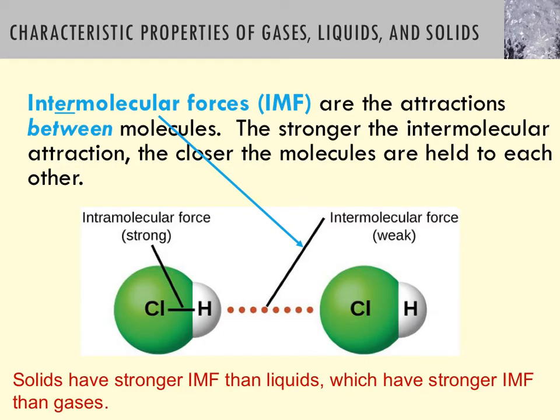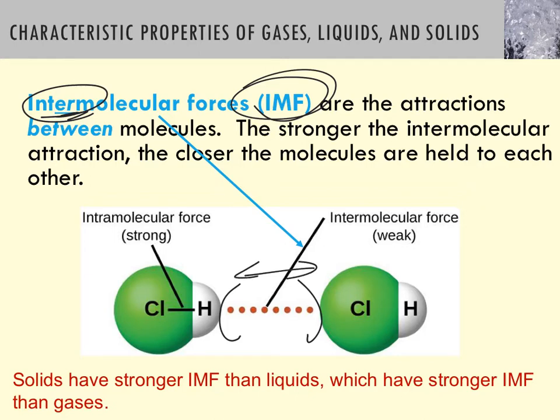The first thing that you need to understand before we get launched off into the different phases of matter and how they can vary is to understand what an intermolecular force is. The abbreviation we'll use for that throughout chemistry is IMF. And an intermolecular force is the attraction between separate molecules, okay?